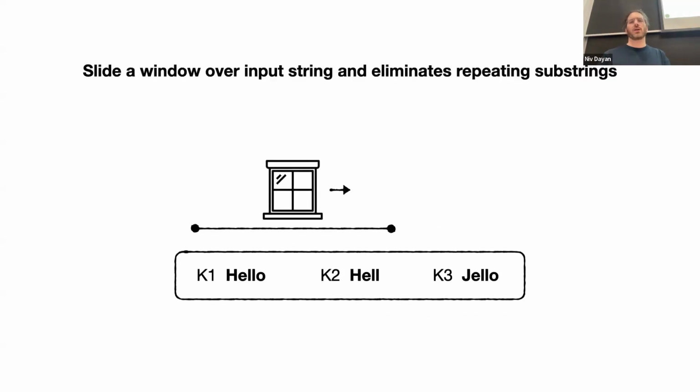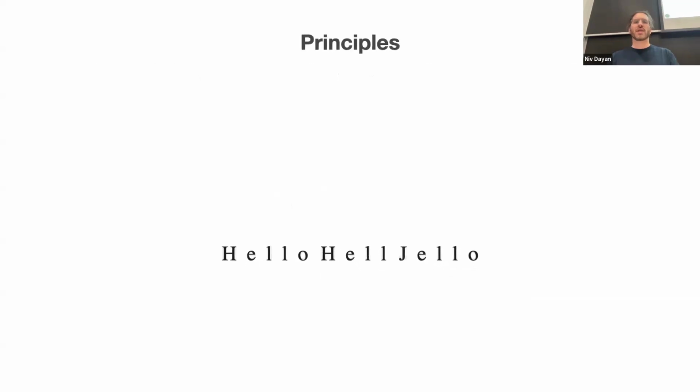Okay. So what we're going to do in this algorithm is basically slide a window over the page, and the page is just our input string. And what we're going to try to do is eliminate repeating substrings. That's the core of the algorithm, really in a broad sense. But let me give you the principle in a little bit more of a crisp way.